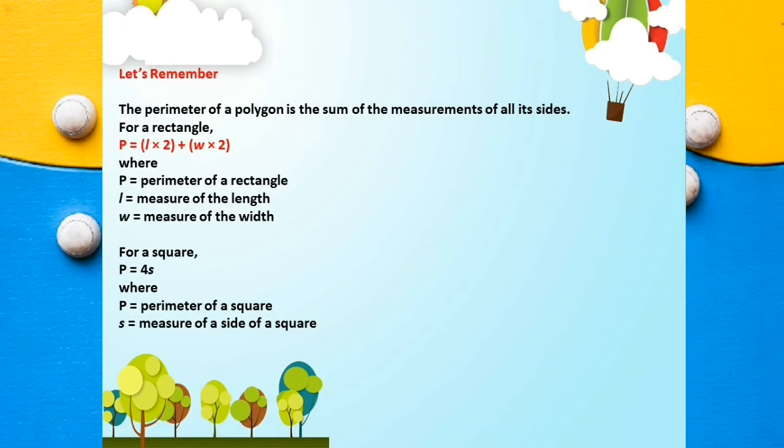For a rectangle, P is equal to 2 times L plus 2 times W, where P is the perimeter of the rectangle, L is the measure of the length, and W is the measure of the width. For a square, P is equal to 4S, where P is the perimeter of the square and S is the measure of the side of the square.